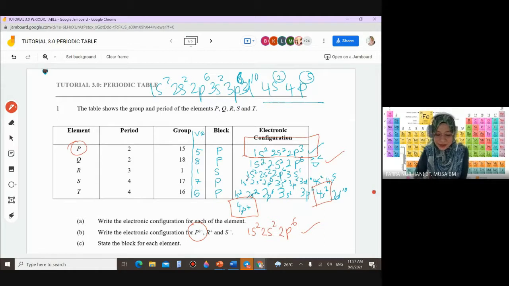Okay. S minus, tengok S pula. Semua. S minus. S tadi sampai mana tu? Sampai 4p5. P5 kan? So S minus? 4p6. Okay. Just tambah saja satu lagi elektron dekat 4p5 tu jadi 4p6. Okay. So that is your answer. Tulis elok-elok lah dalam buku tu. Okay, good. Alright. So habis untuk soalan 1.